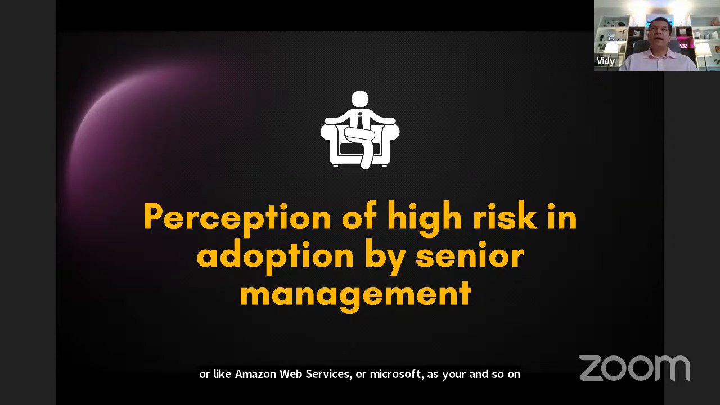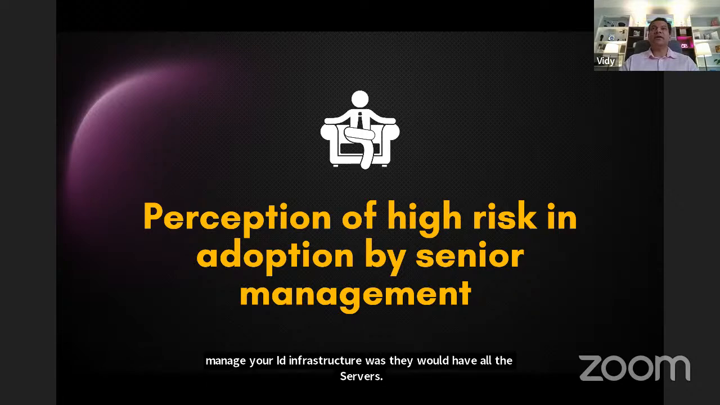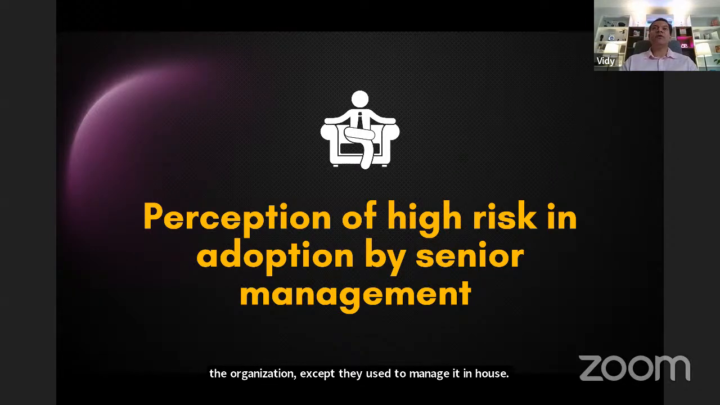So when this concept of cloud computing first came to the market, cloud also experienced the same challenge, right? Adopting cloud technology was a different way of thinking for a lot of organizations, because in those days, the way companies managed their IT infrastructure was to have all the servers in the organization itself. They used to manage it in-house, and they thought that was the most secure way to manage your data or your infrastructure. And this continued for quite some time.